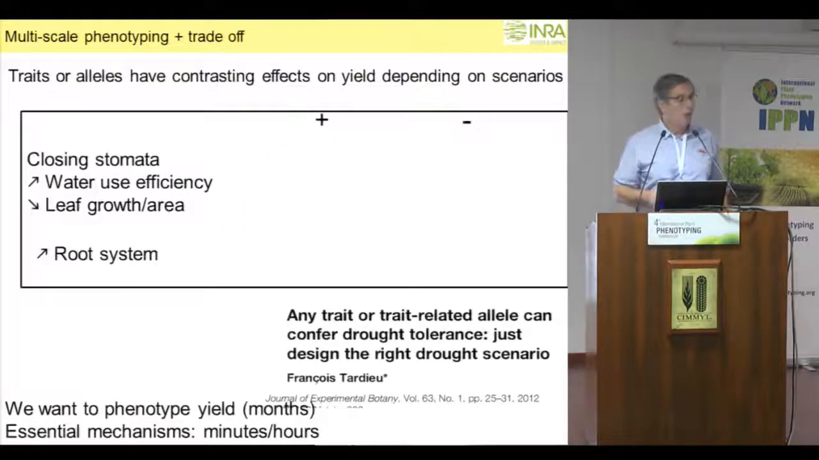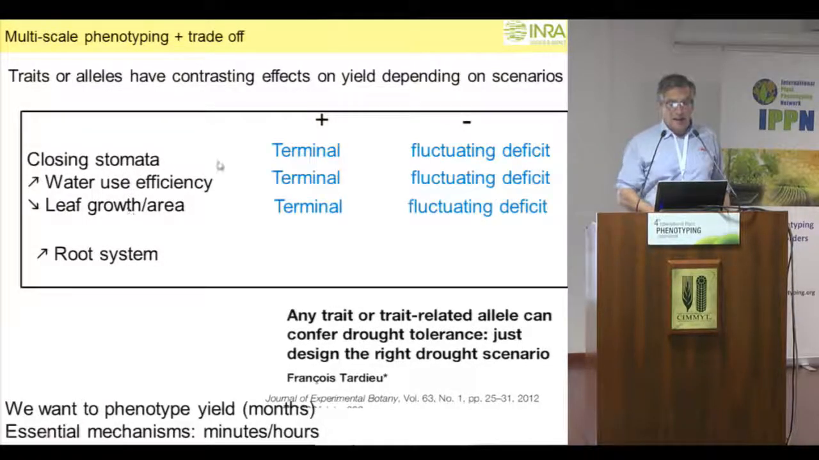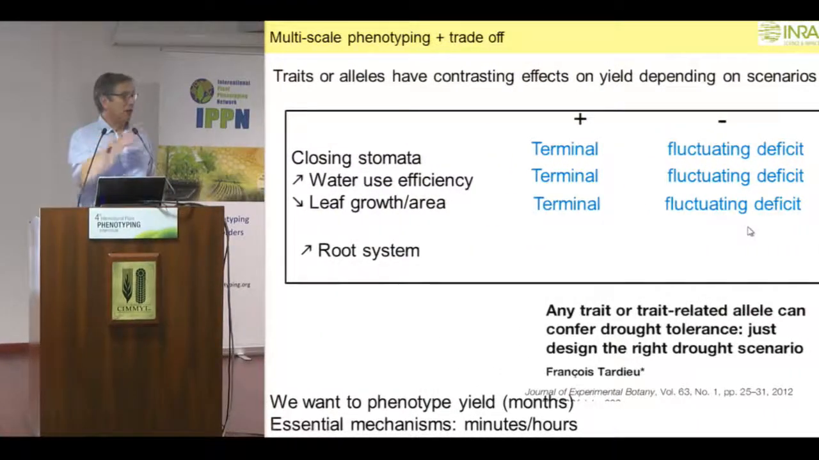And sorry for those who have seen that several times. But if we take, for instance, closing stomata, increasing water use efficiency, decreasing leaf area, it's definitely positive whenever we have a terminal stress, and it is definitely negative if we have water. It's stupid to have kept water for later if we are going to have more water. So the same trait is either positive or negative depending on the scenario.